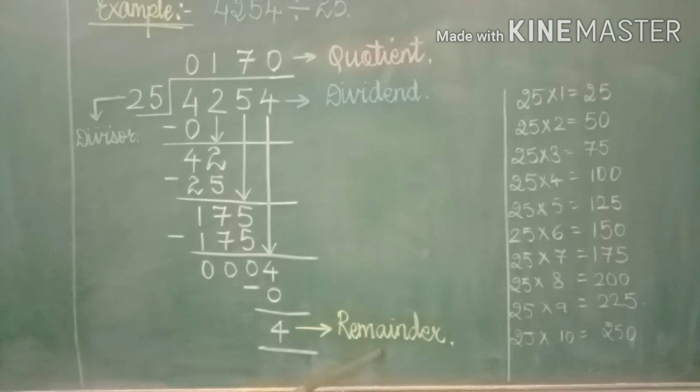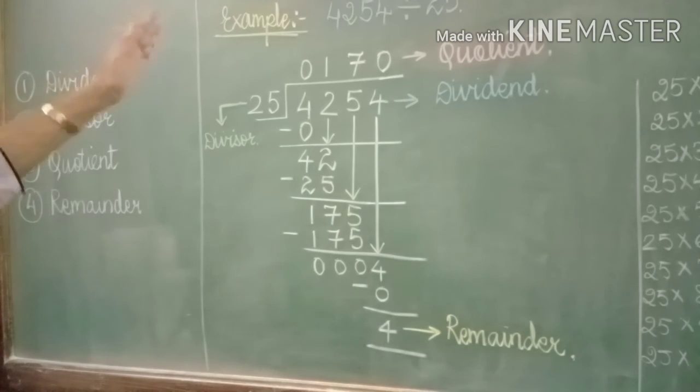What was the question? The question was 4254 divided by 25. This 4254 is called the dividend. This 25 is called the divisor. Okay, and this one we have multiplied and we have got the answer, which is called the quotient, and the final answer is called the remainder. Now I hope, students, you have understood the first step properly. This is going to help out for the division.